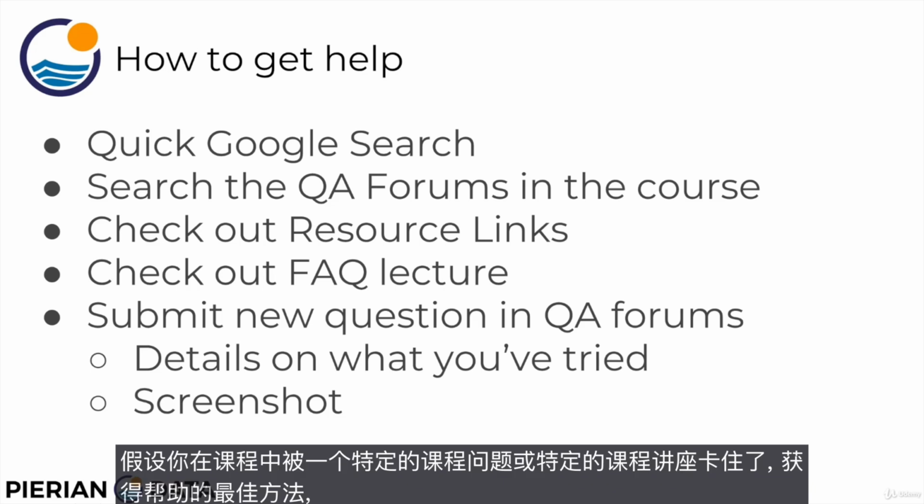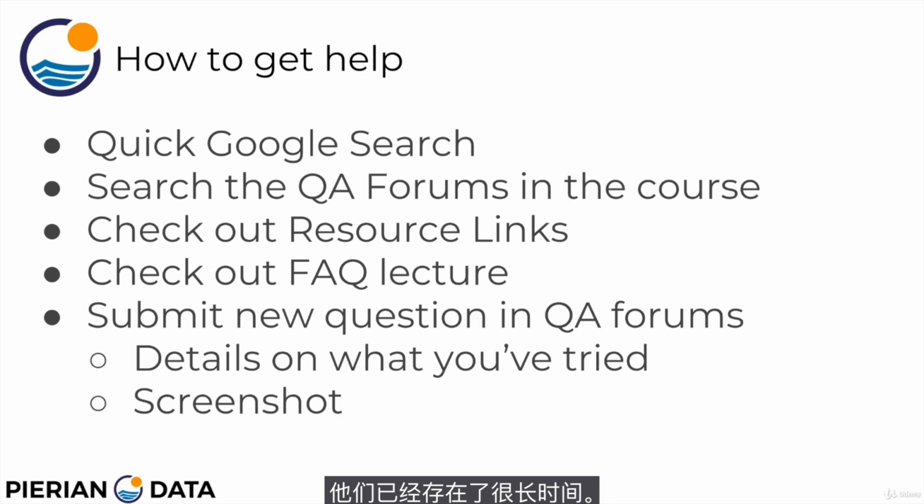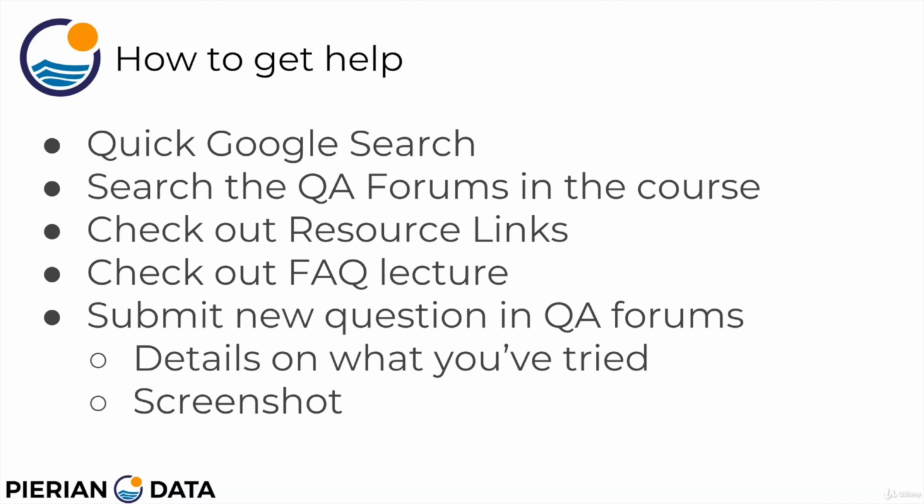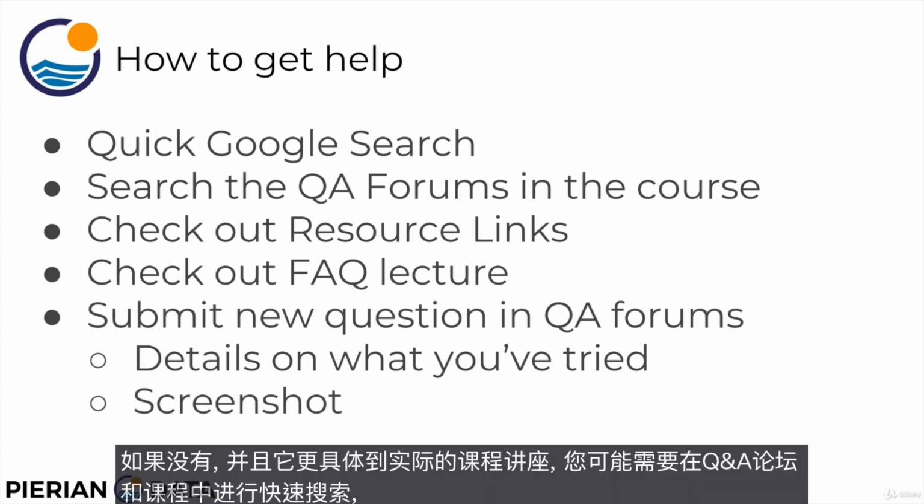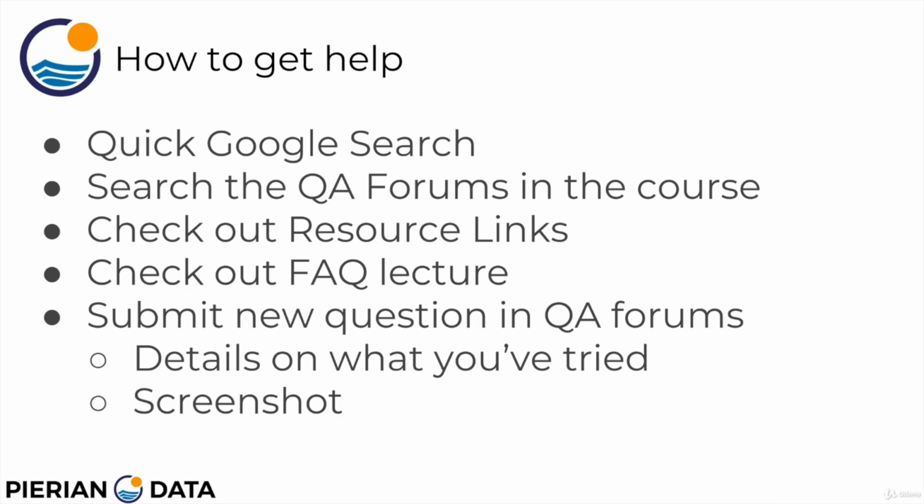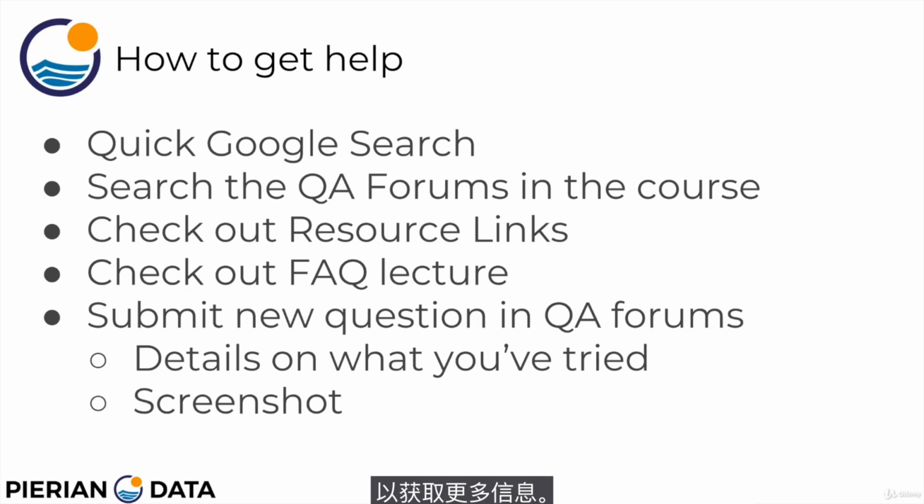Let's say you're stuck during the course on a specific course question or on a specific course lecture. The best ways to get help, usually a quick Google search will actually answer your question faster than anyone can, just because a lot of these statistics questions, they've already been around for a long time. So a quick Google search of what you're looking for may actually be the fastest solution. If not, and it's more specific to the actual course lecture, you may want to do a quick search in the Q&A forums in the course because other students may have already posted a question and solution to what you're looking for. If you still can't find it, go ahead and check out the resource links that are attached to most of the lectures for additional information.